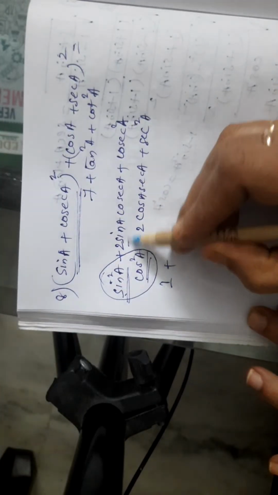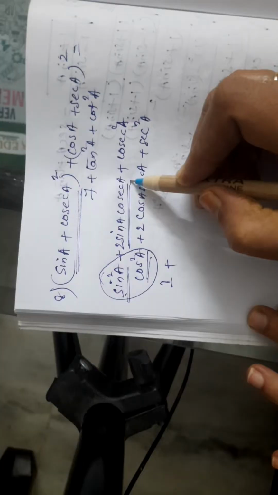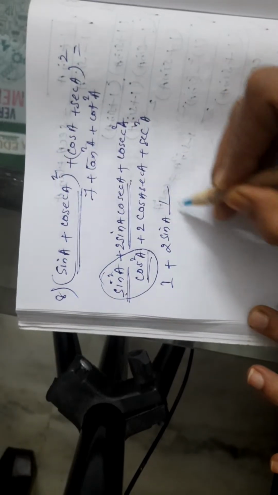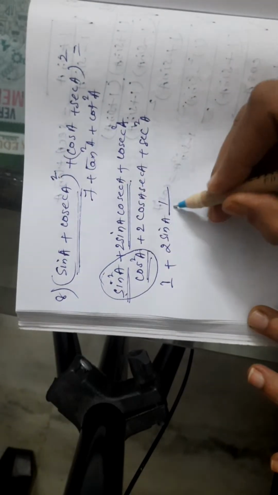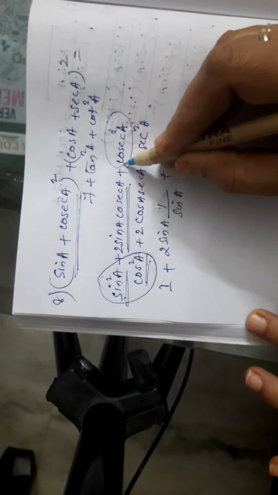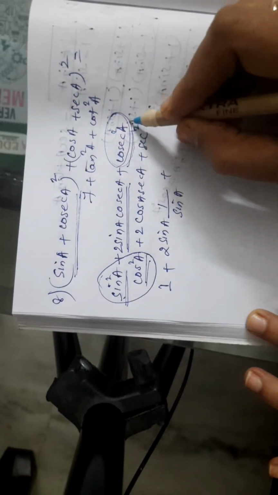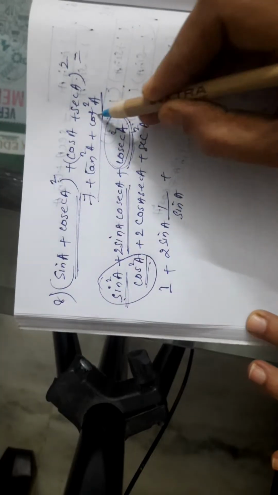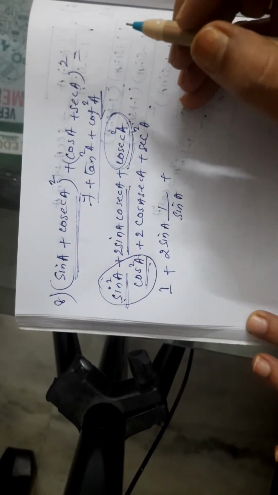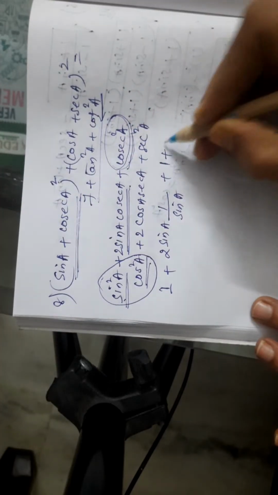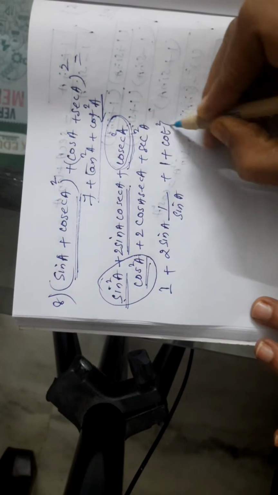Now coming to this part, sine and cosec are reciprocal to each other. So 2 sine A times cosec A can be changed as 1 upon sine A. Now cosec square A we can replace with 1 + cot square A. We already have this identity, and even the proof will give a hint on what to take if you get confused.